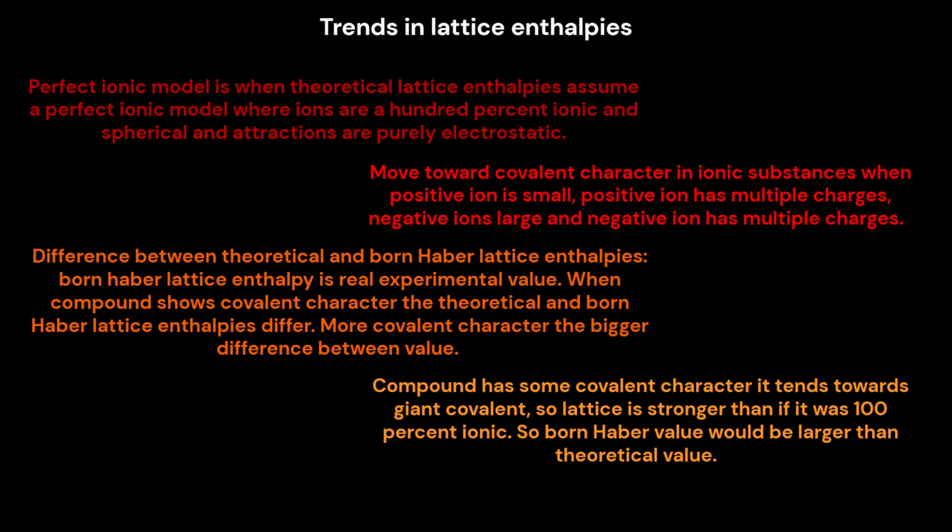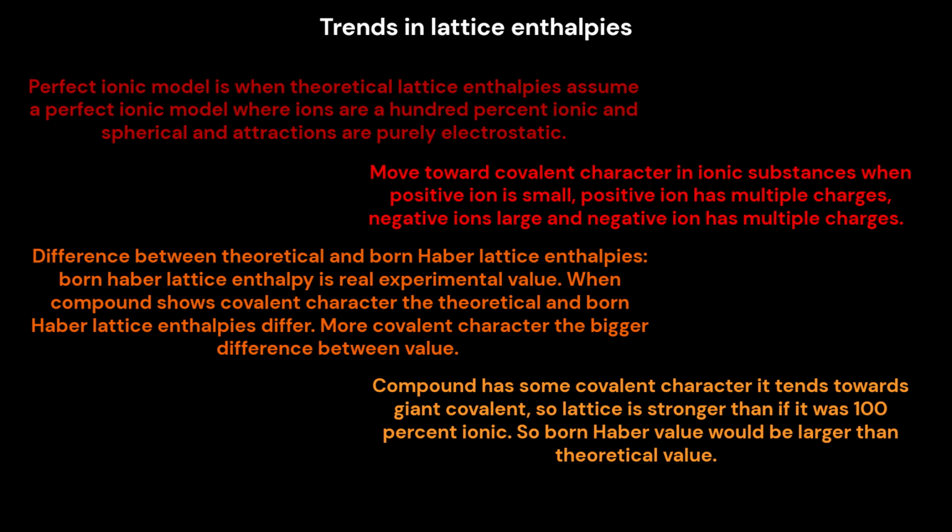Perfect ionic model is when theoretical lattice enthalpies assume a perfect ionic model where ions are 100% ionic and spherical and attractions are purely electrostatic. Move toward covalent character in ionic substances when the positive ion is small, the positive ion has multiple charges, the negative ion is large, and the negative ion has multiple charges.